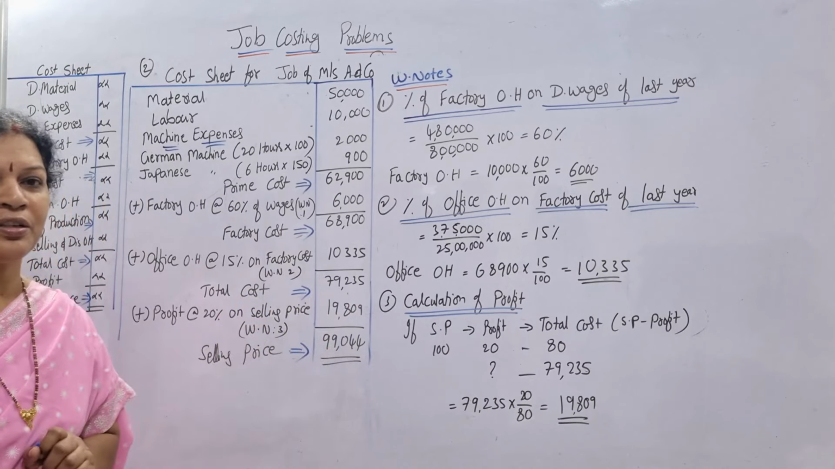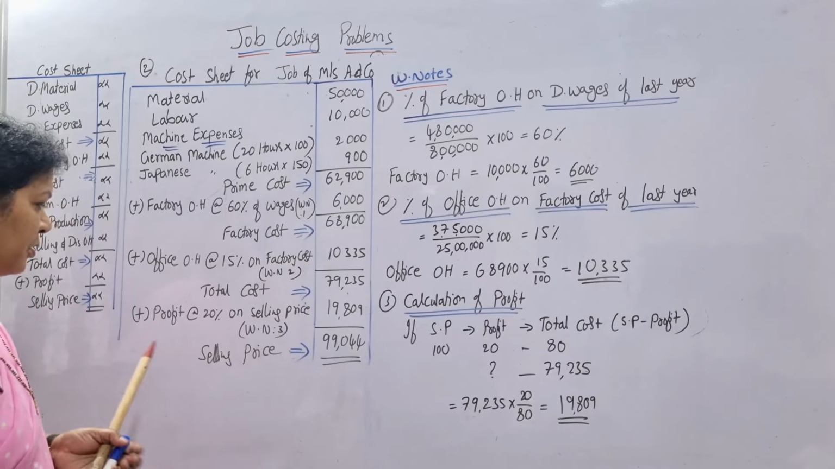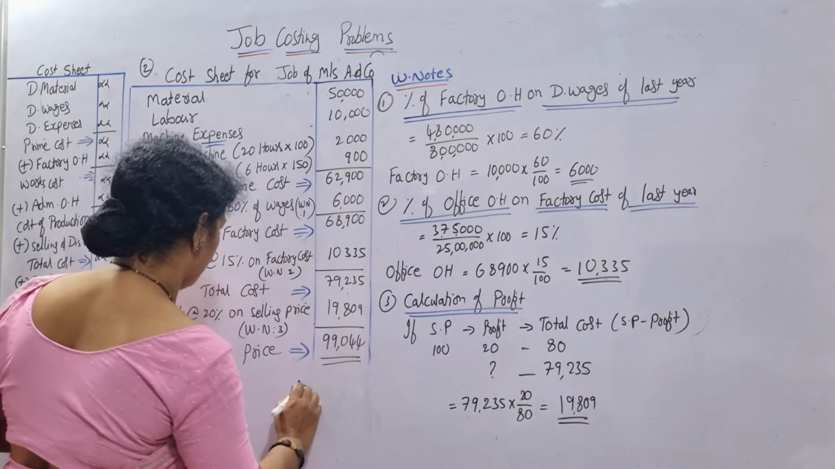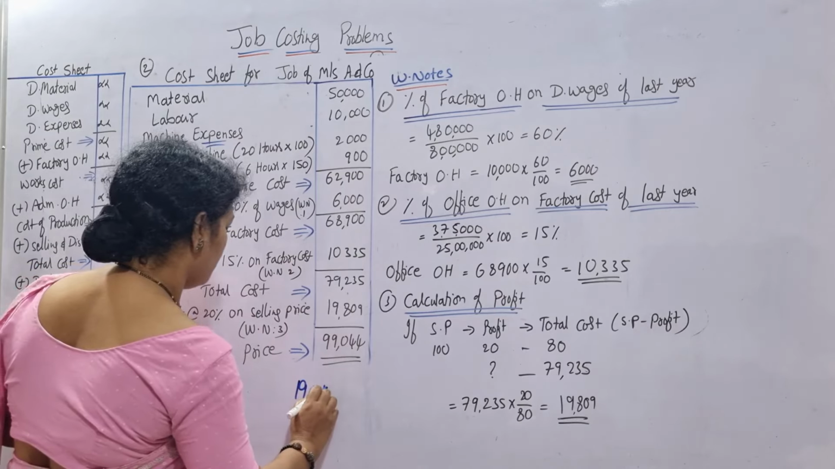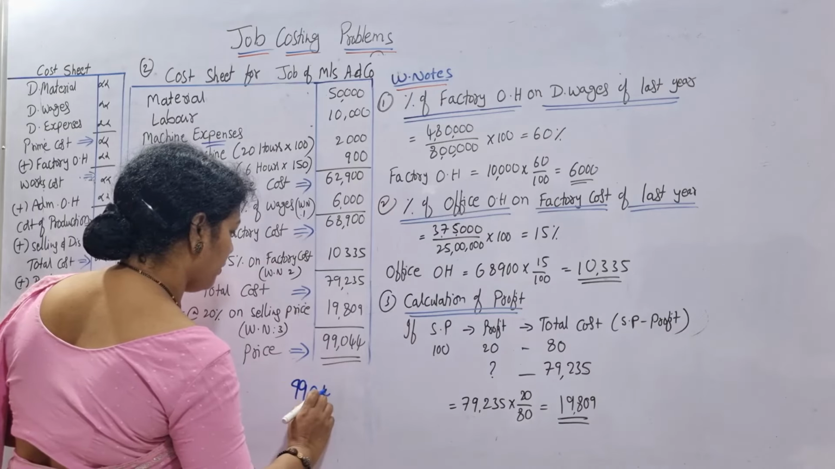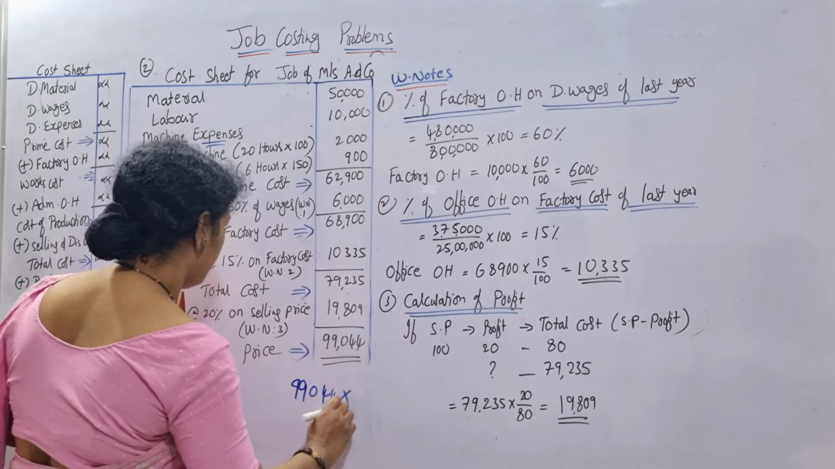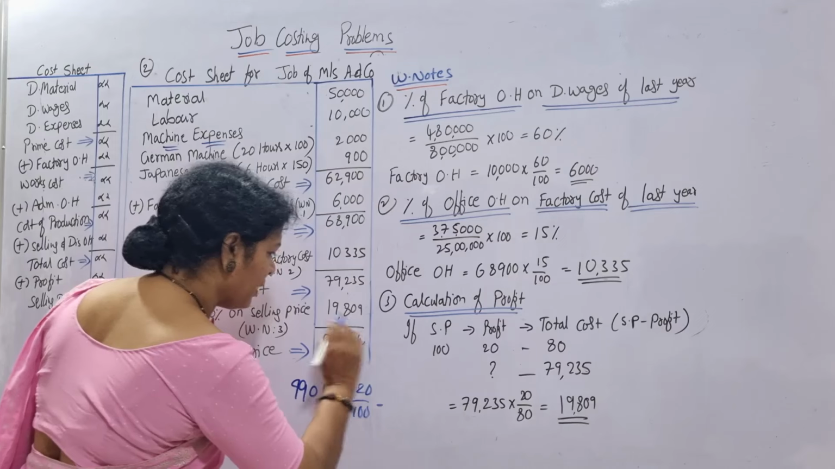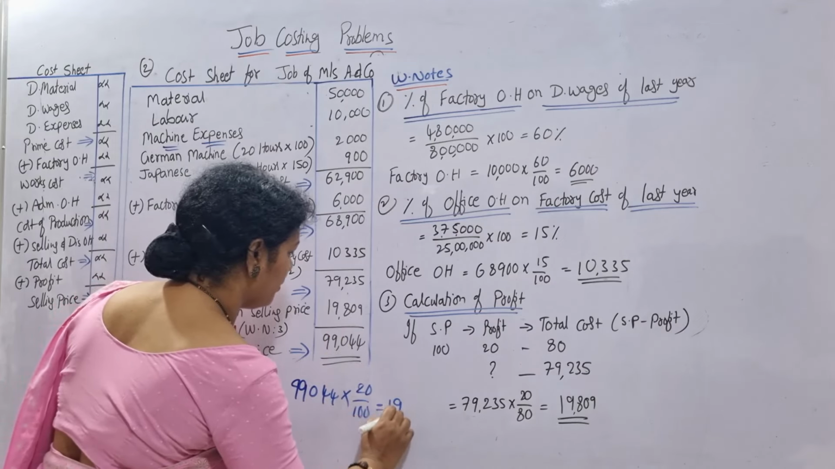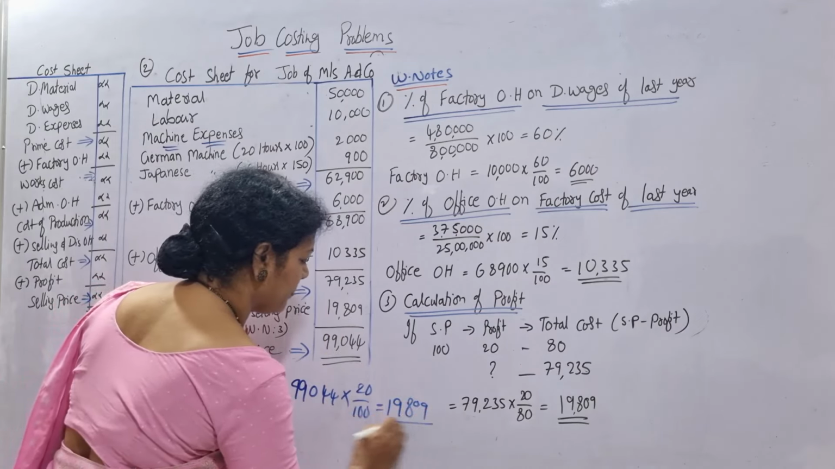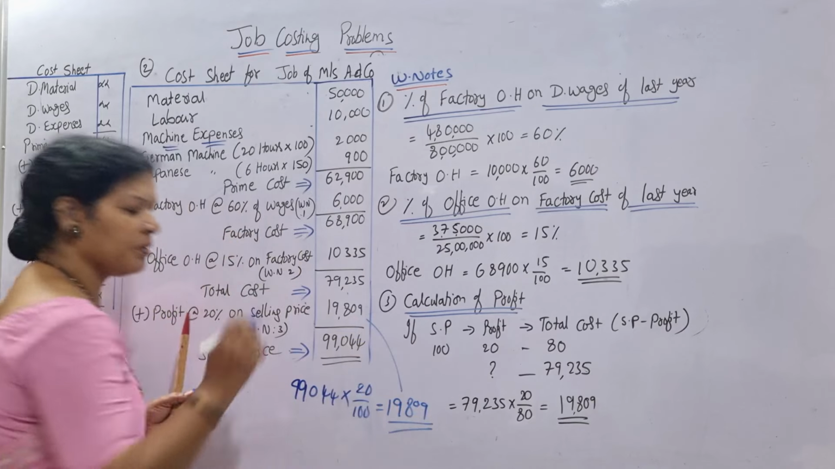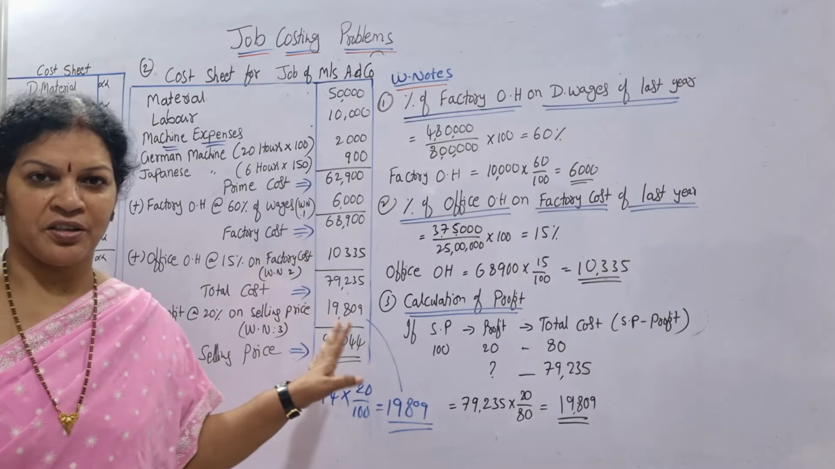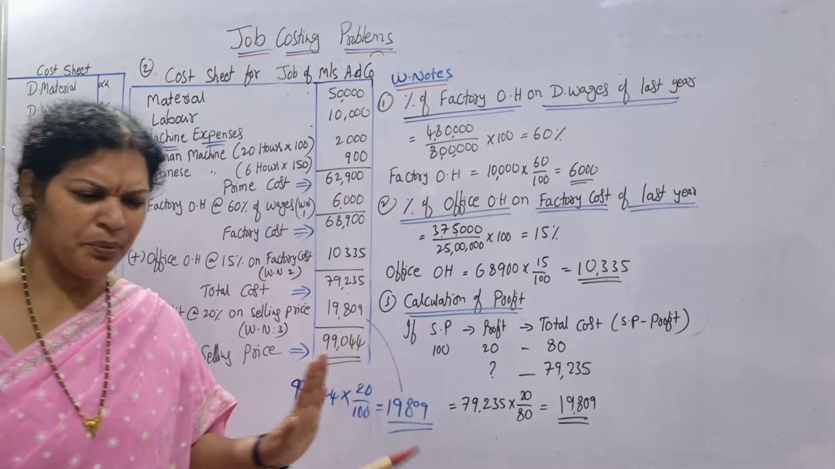If you want to check whether your calculation is correct or not, the selling price is 99,044. Calculate 20% on it, and you will get the same answer, 19,809. This answer you are going to get. In this fashion, you can check whether your calculations are correct or not. Am I clear? Simple problem.